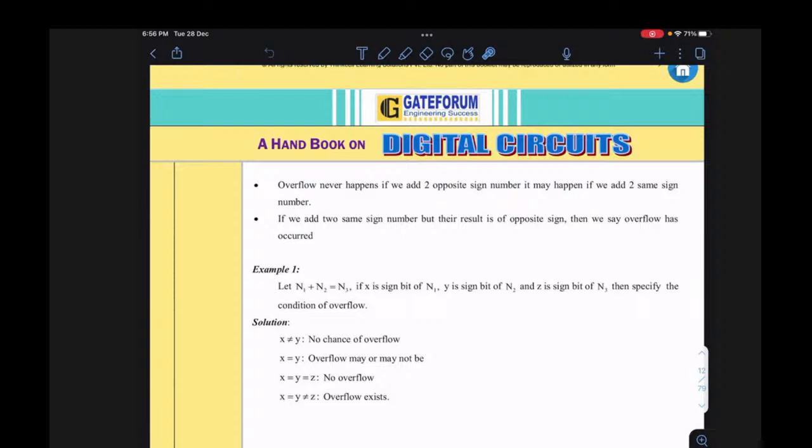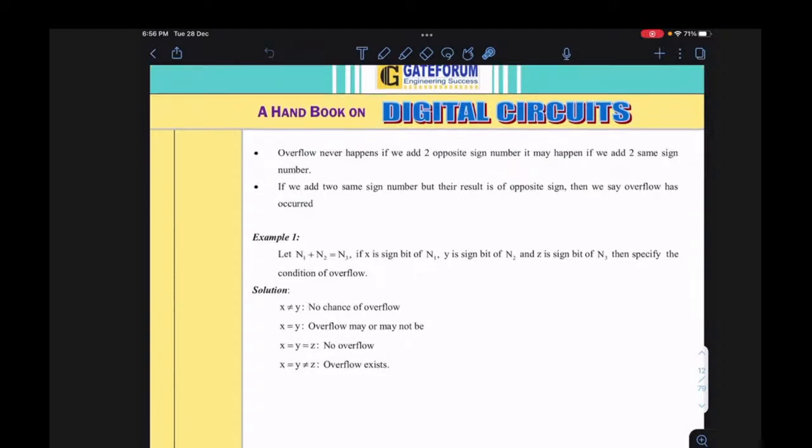But it will never happen if you are adding 2 opposite sign numbers. See, this is the second point. If we add 2 same sign numbers, but the result is of opposite sign, then we say overflow has occurred.